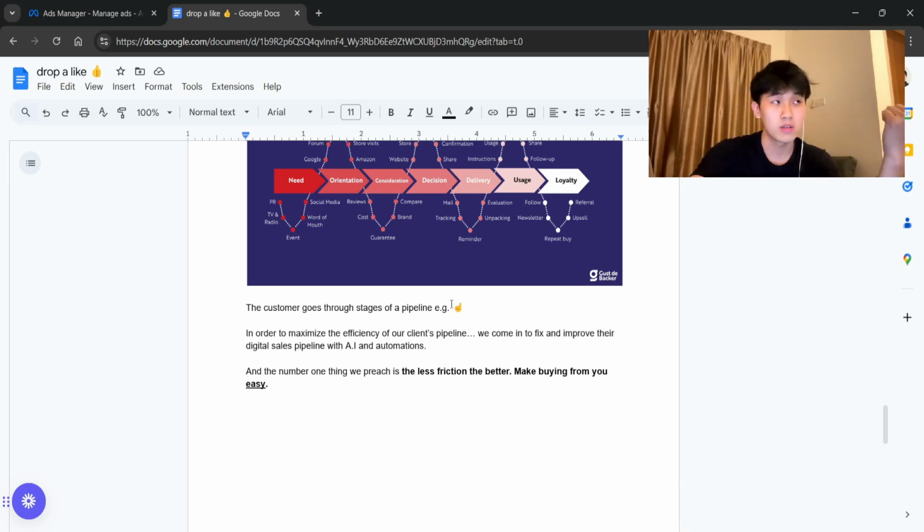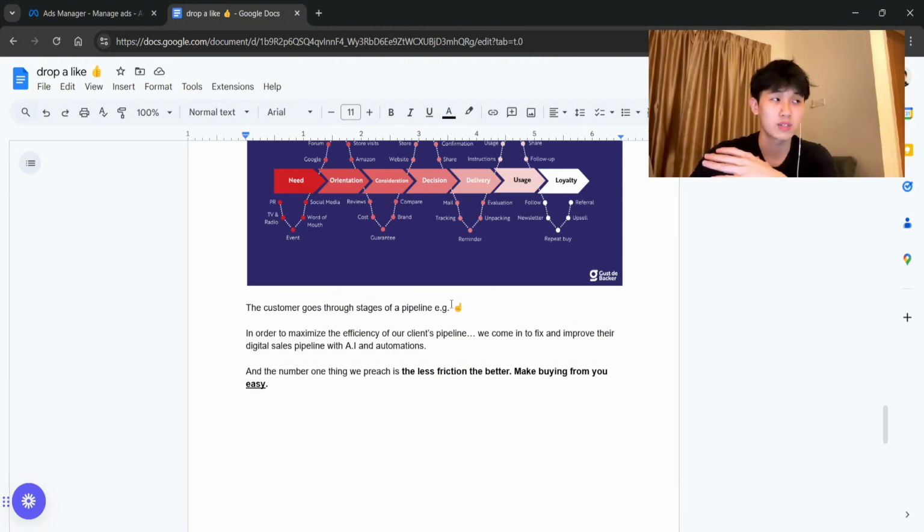And in order to maximize your pipeline's efficiency, you will need to reduce friction. And what do I mean by friction? Friction means reducing the hardships. So, say for example, if you want something from someone, you make it as easy as possible for them to give it to you.